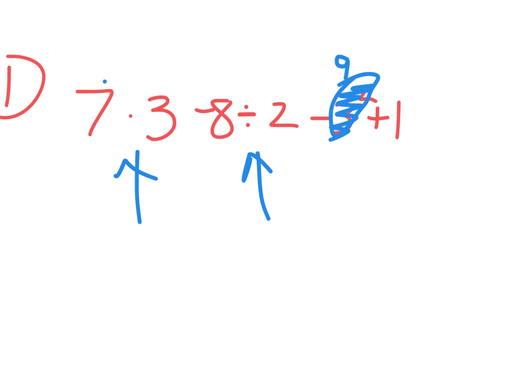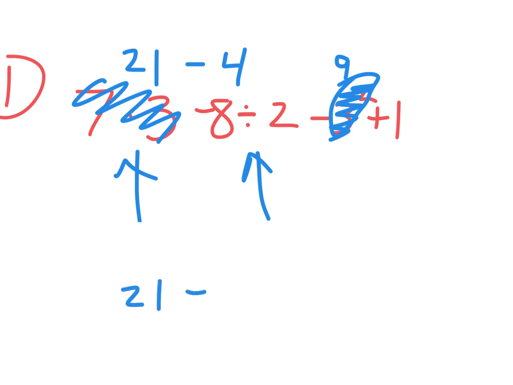7 times 3 is 21. I still think you don't have to rewrite yet. 8 divided by 2. You could say negative 8 divided by 2, but either way, be careful with your negative. It's still there. Negative 4. And now I think it's time to rewrite. It's getting so messy. 21 minus 4 minus 9 plus 1.